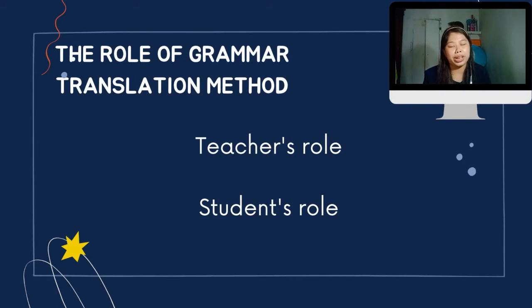Alright, the last material about the grammar translation method is about the roles of teacher and student. Number one, the teacher's role: a teacher is just a guide, because grammar translation deals with the memorization of rules and manipulation of the morphology and syntax of the foreign language. Number two, the student's role: students are expected to memorize endless lists of grammar rules and vocabulary and produce almost perfect translation.